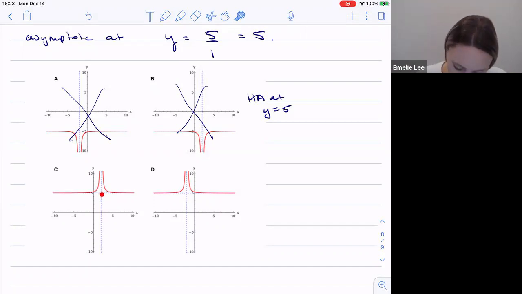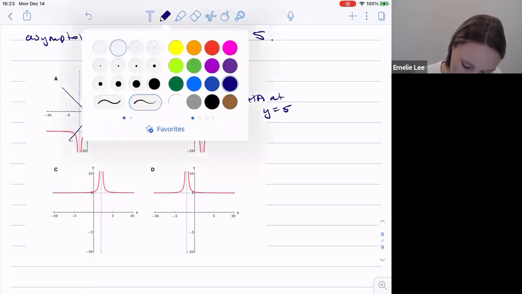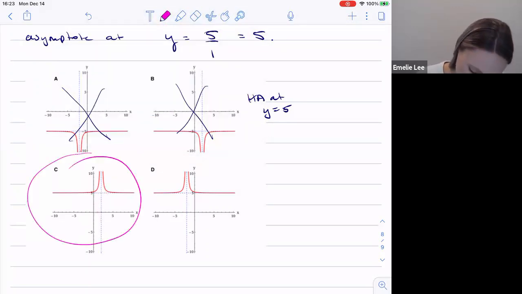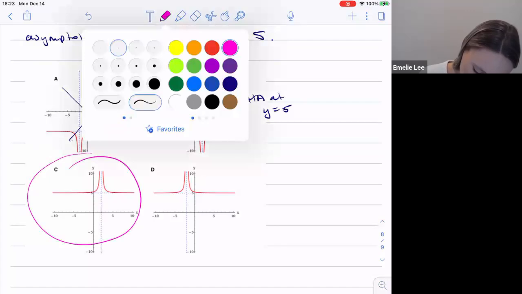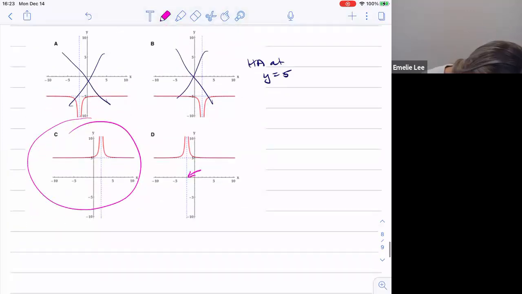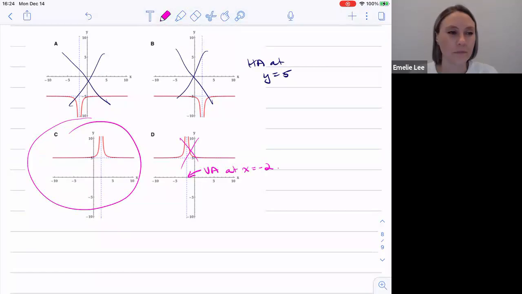Now, the only thing that's different about these two is that for C, the vertical asymptote is at x equals 2, versus the vertical asymptote at x equals -2. Because we were at x equals +2, this is the one that we want. So this one has a vertical asymptote at x equals -2, and that's wrong. So then we have C.